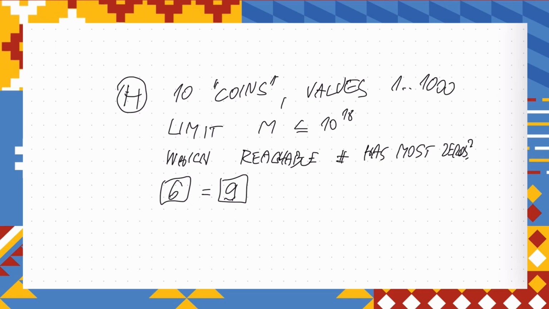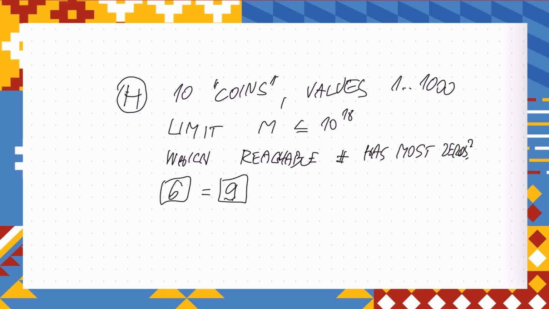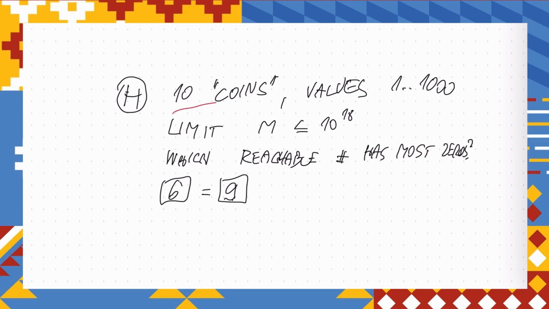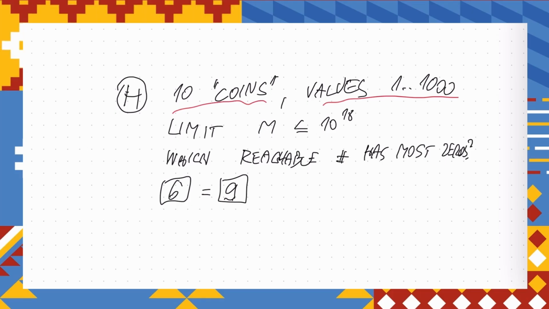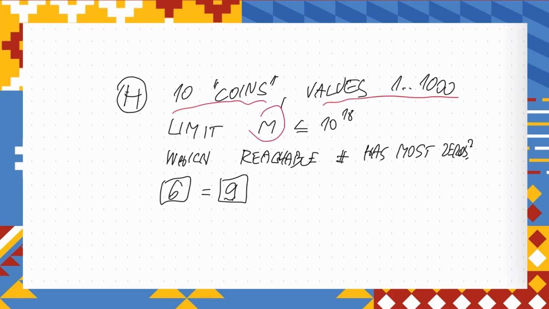In this problem, we have a score that starts at 0, and there are 10 possible ways to score an integer number of points. All of these ways give you additional points that are between 1 and 1,000, so we can think of these ways as coins that have values between 1 and 1,000, and we are using these coins to create bigger and bigger sums, and the sums that we can create are kept at the limit m, that is up to 10 to the 18.